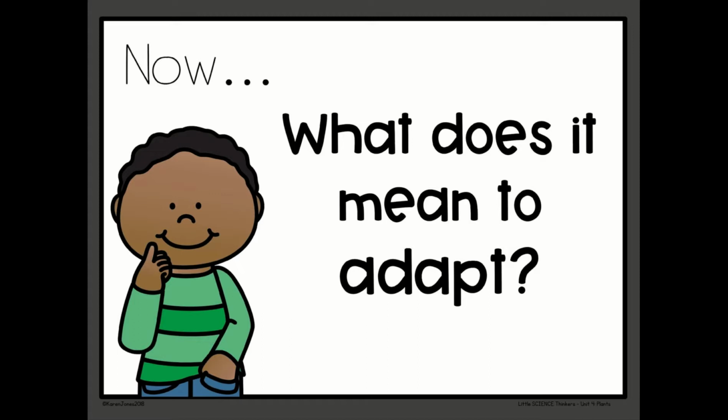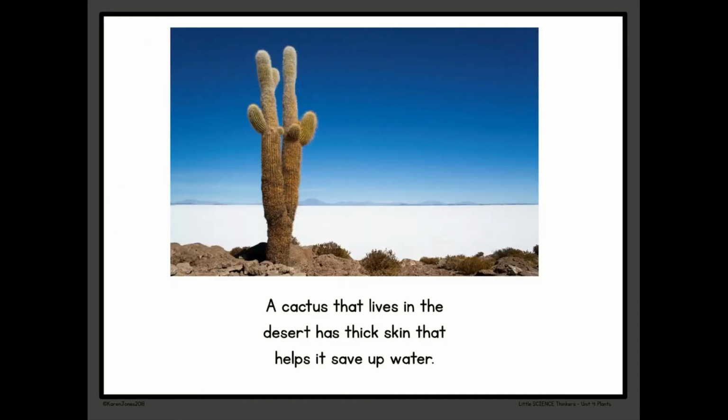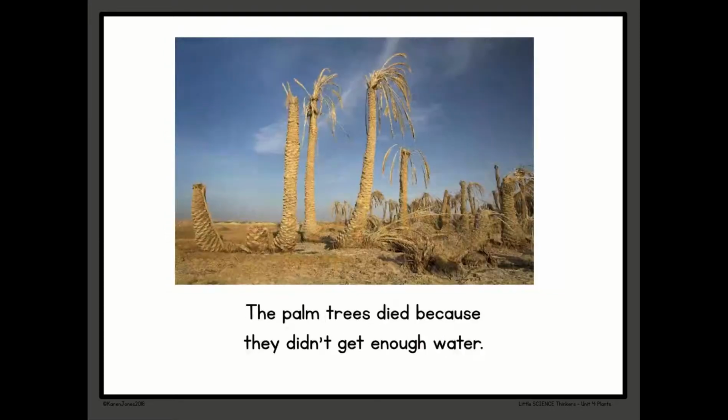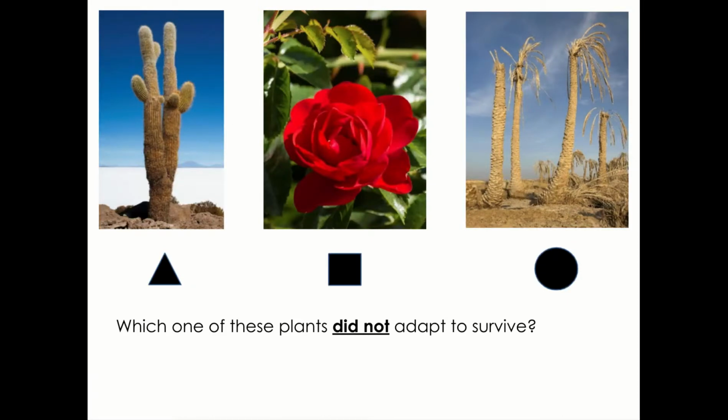What we're going to do is look at some examples of how plants have or have not adapted. A cactus that lives in the desert has a thick skin that helps it save up water. A rose bush has thorns to keep predators, so insects and animals, from eating it. The palm trees died because they didn't get enough water. Hmm. Which one of these plants did not adapt to survive?